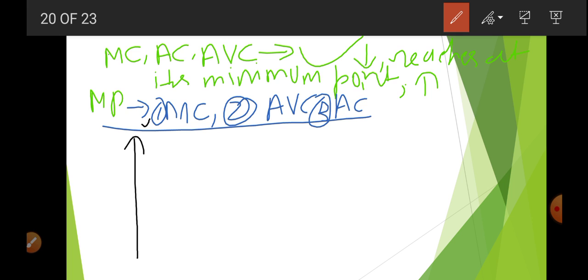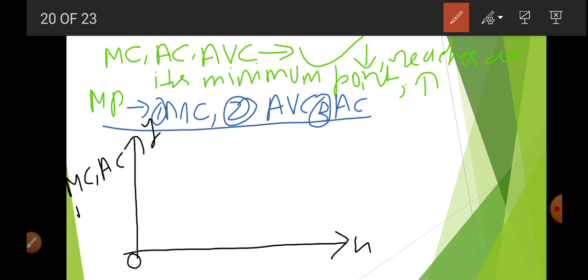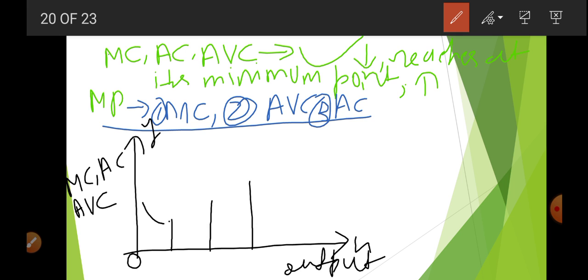This is your OY axis and this is your O axis. Okay student, here we are going to represent MC, AC and AVC. Here is output. Now, first of all, whose minimum will come? Marginal cost's. Then we get the minimum point of AVC and at last we get the minimum point of AC. So we have to draw the three lines. This will be first, this is for MC, then this is for AVC and this is for AC. Till this point it decreases, then it starts to increase and goes upward. This is your MC curve.